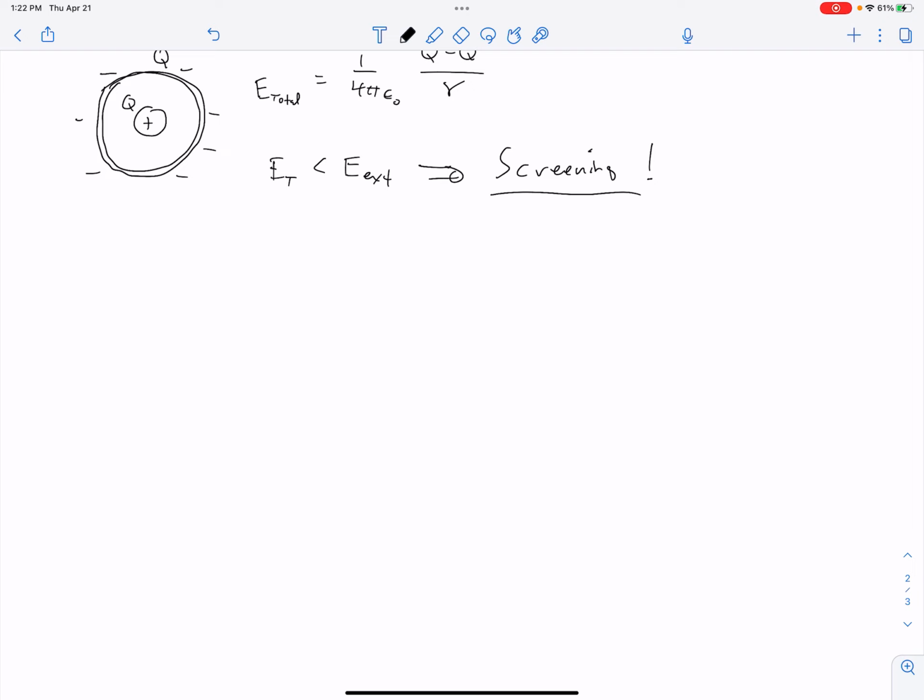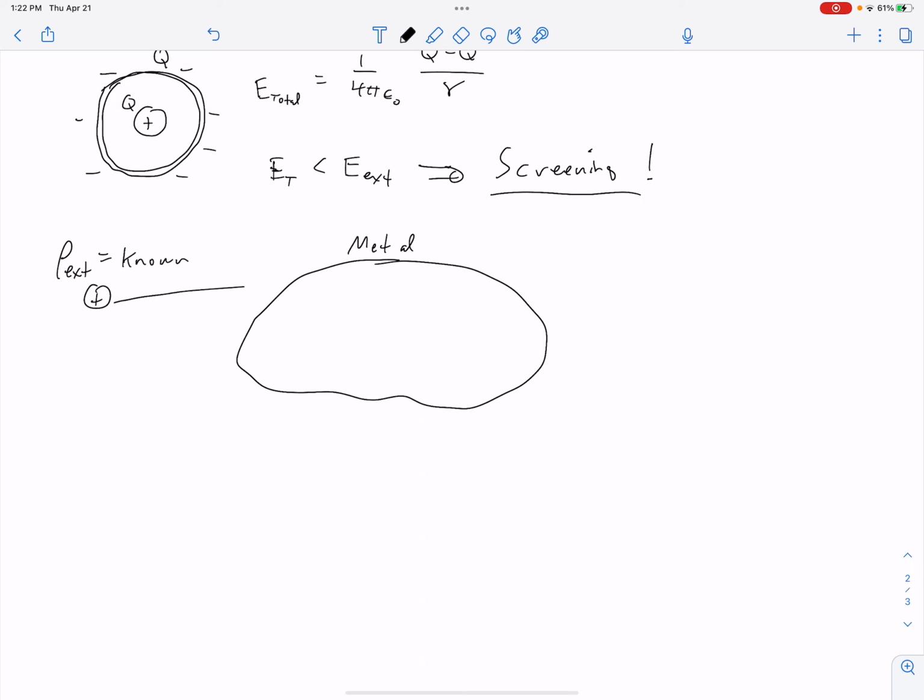Okay, so we start with our external charge, which is known. And then we have our solid, our metal or semiconductor or whatever the heck it is. I'll call it a metal for ease of discussion. We have our metal, and then I put that external charge into the metal, rho external, and then I'm going to get some induced charge because the negative electrons are going to be attracted to it, and so I'll call that rho induced.